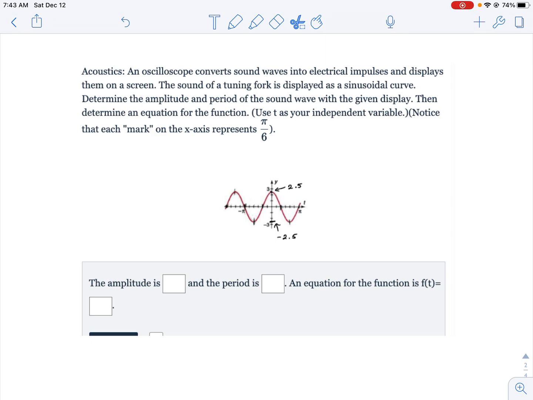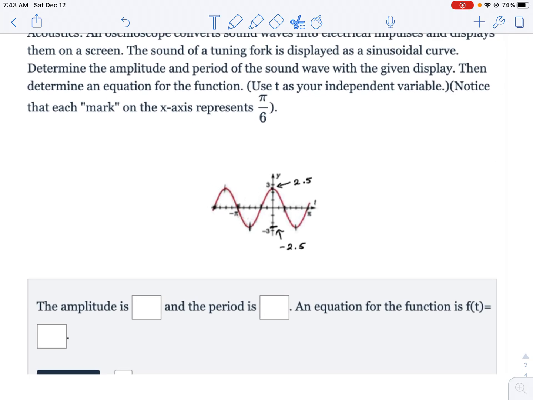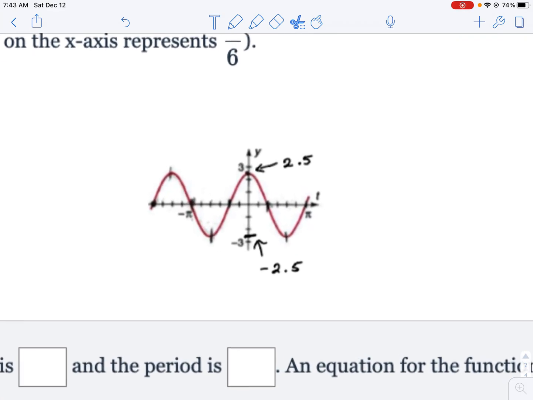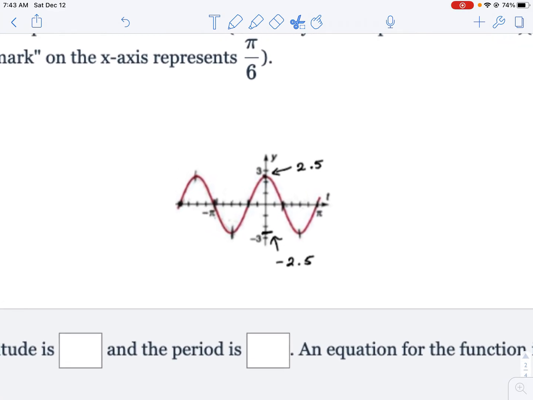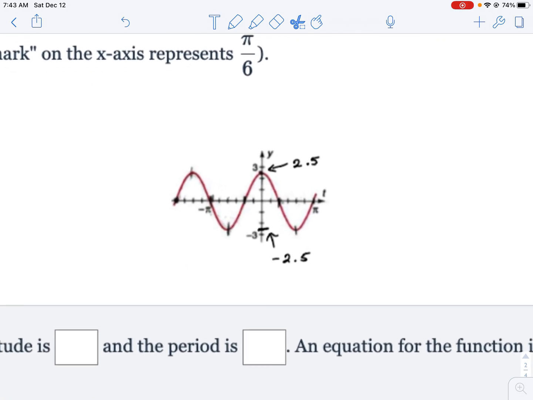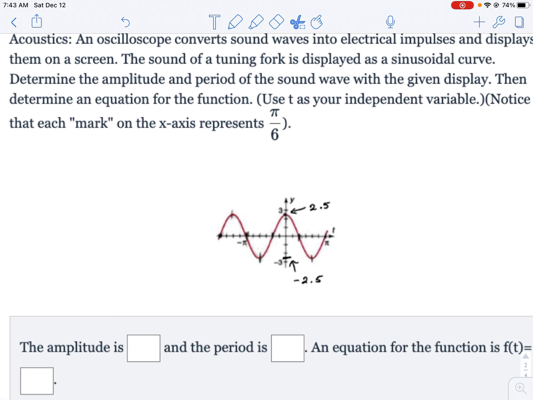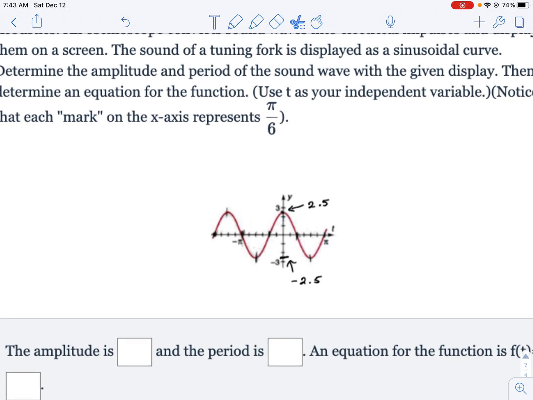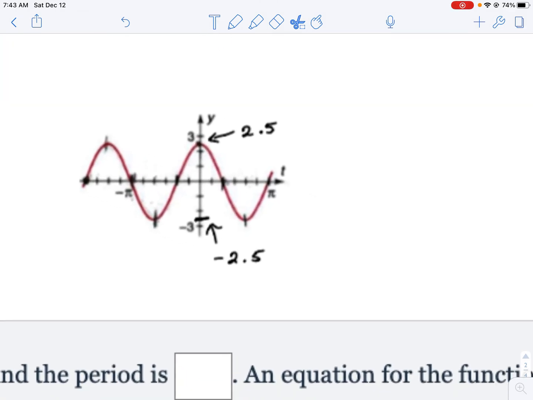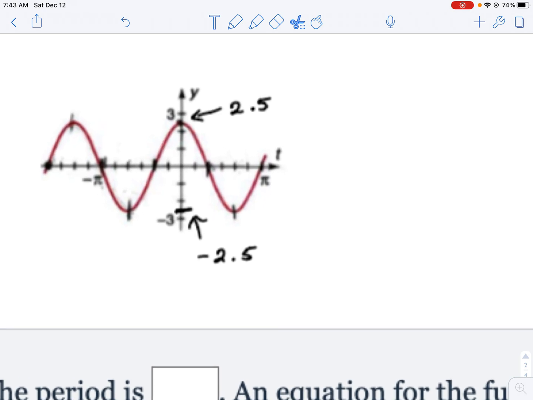All right, this was about sound waves, but really, you didn't even need to read the equation or the setup of the problem. The real problem here is the graph. The graph is just very small, and you could see we said on the x-axis, each little tick mark represents pi over 6. So the hardest part here is getting a cycle.